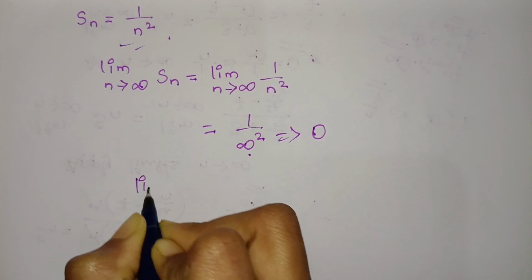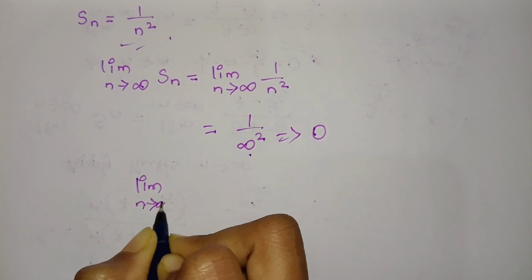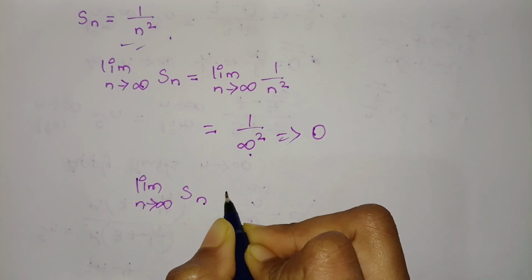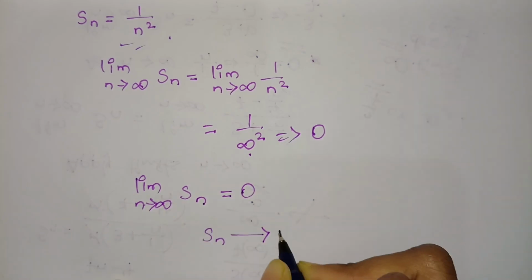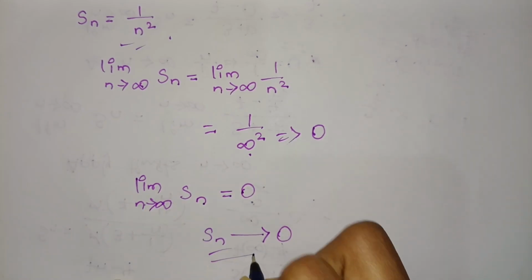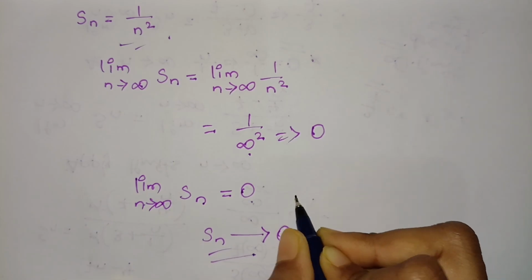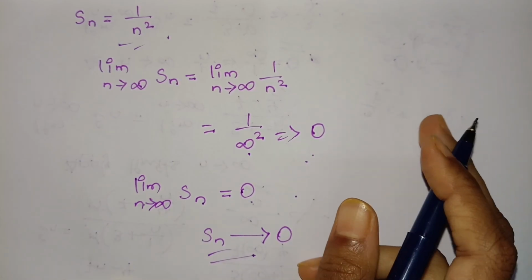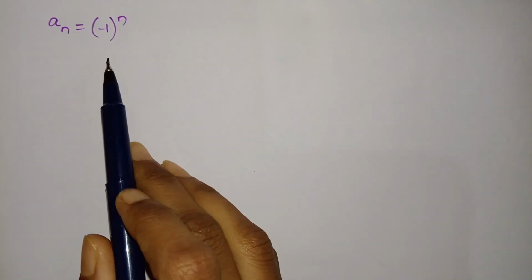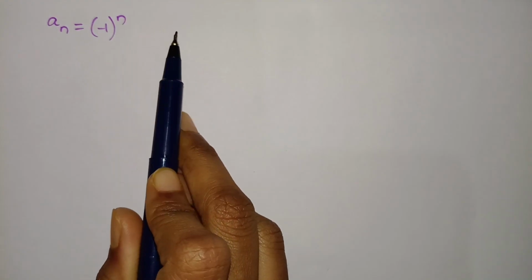So limit n tends to infinity Sn equals 0. So Sn converges to 0. So here also the limit exists and it is a convergent sequence. Now let's do another question. an equal to (minus 1) whole to the power n.